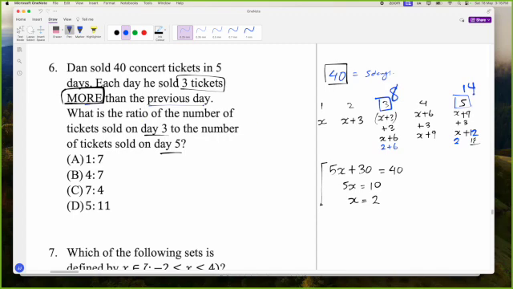So what do they say? They say, what is the ratio of the number of tickets sold on the third day to the number of tickets sold on the fifth day? So the number of tickets sold on the third day was 8, and the number of tickets sold on the fifth day was 14. And just like a fraction, you reduce a ratio just like a fraction. So 2 into 8 is 4. 2 into 14 is 7. So the answer is 4 to 7, which is B.